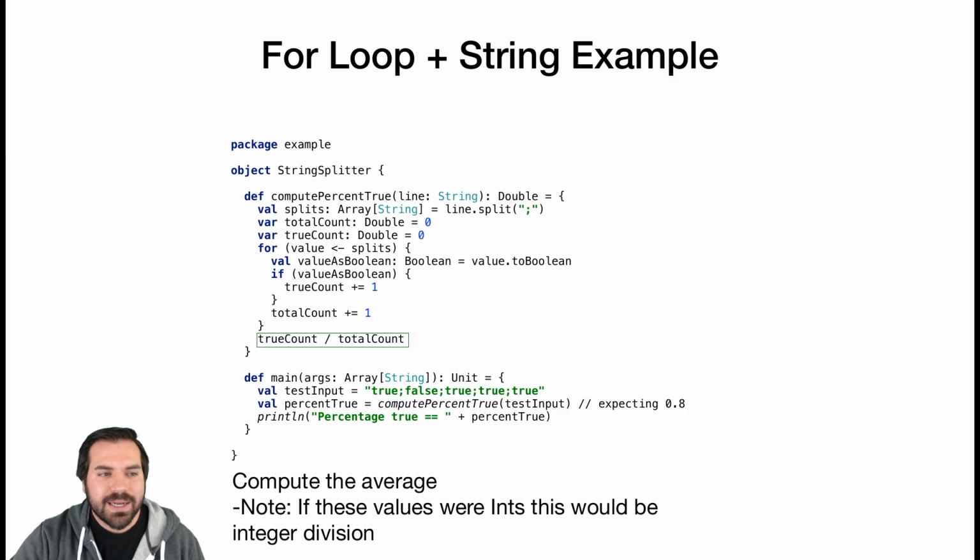Now note, I did create these as doubles, even though they're storing strictly integer values. I created them as doubles, so they're stored as doubles. So when I get to this division, it is not integer division. Since they're doubles, I'm actually going to maintain the decimal portion of this division, of this quotient.